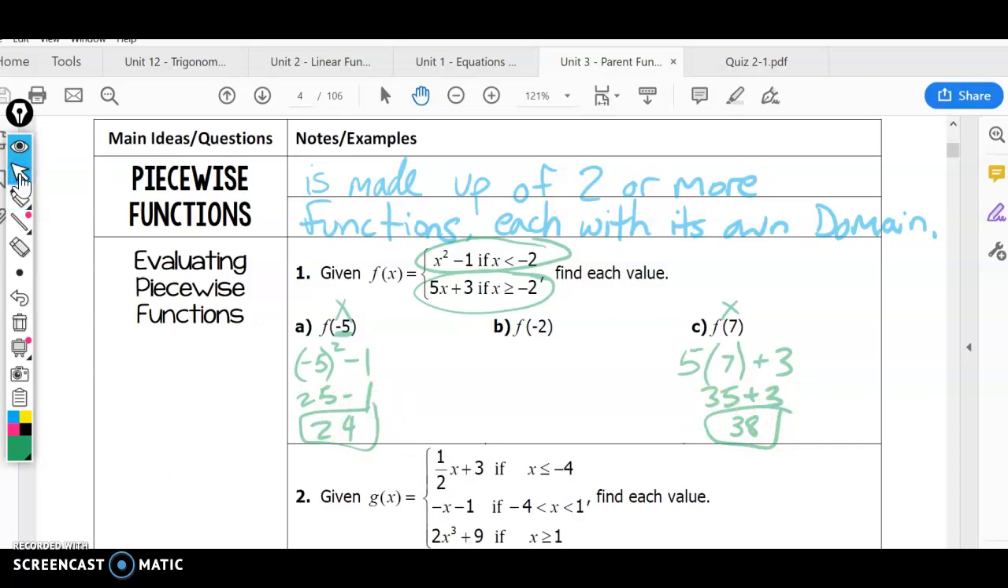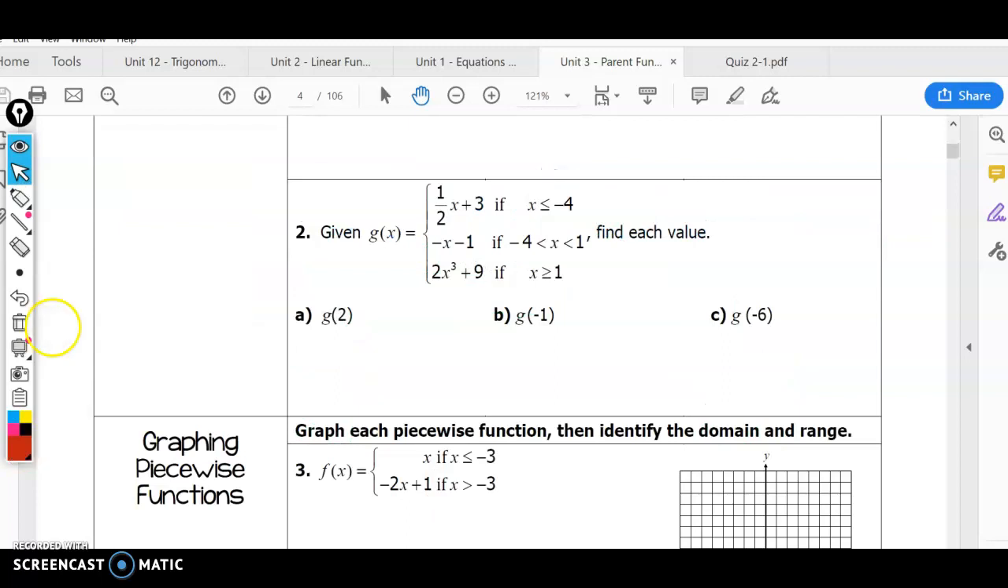Let's move on to another piecewise function in number 2. This piecewise function is made up of 3 different pieces. The first piece is everything less than -4. The second piece is everything between -4 and 1, not including those. And the third one is everything greater than or equal to 1.